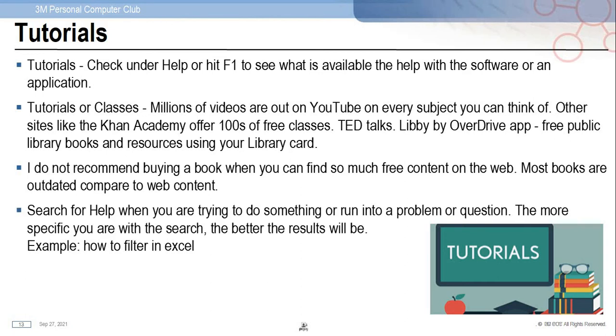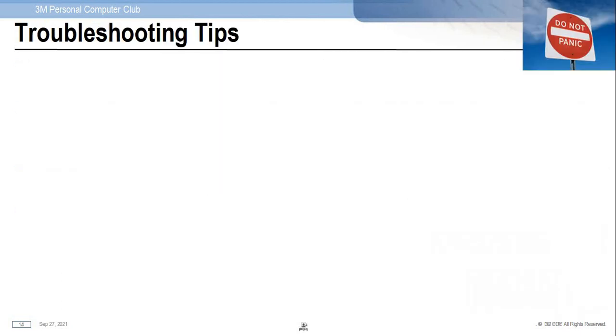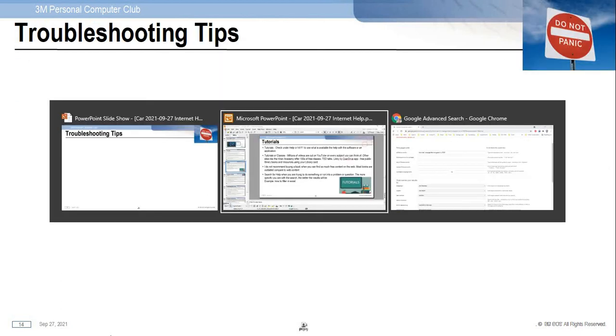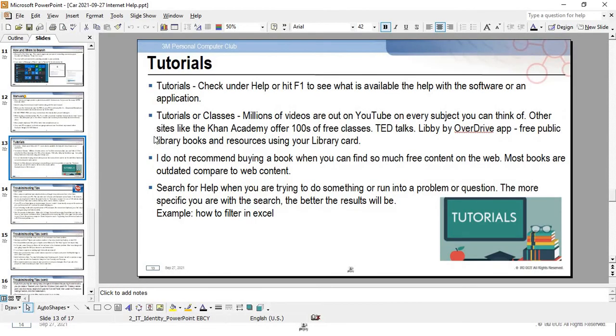You can search for help when you're trying to do something or run into a problem or a question. The more specific you are in your search, the better the results will be. So in this example, how to filter in Excel. Excel is a spreadsheet. If you do spreadsheets and you don't know how to do the filtering in there, you can search for that. And let's go back here.